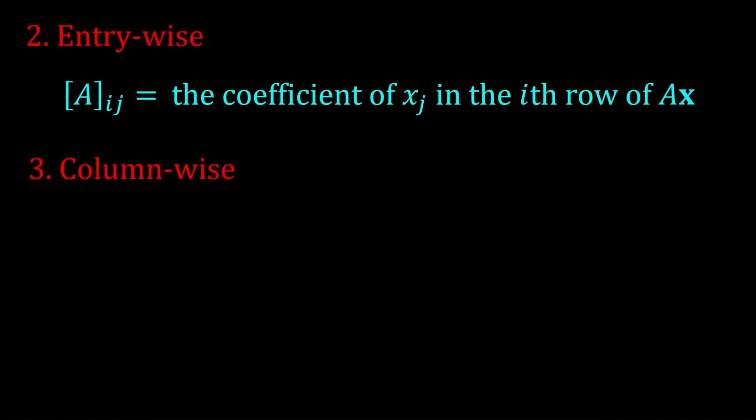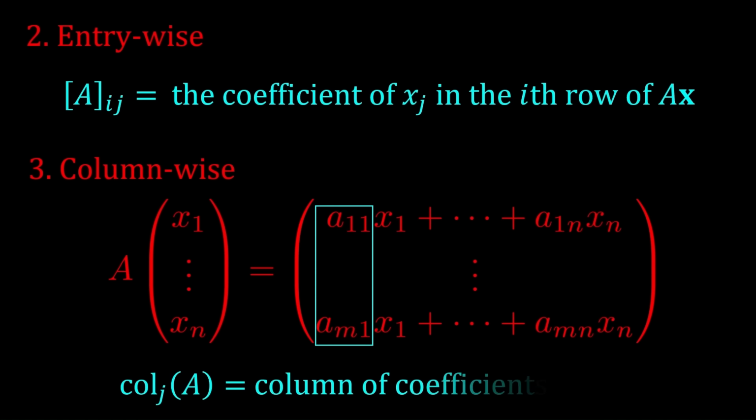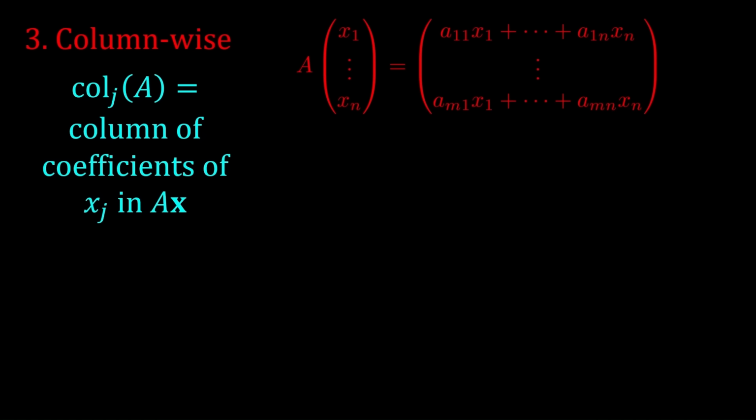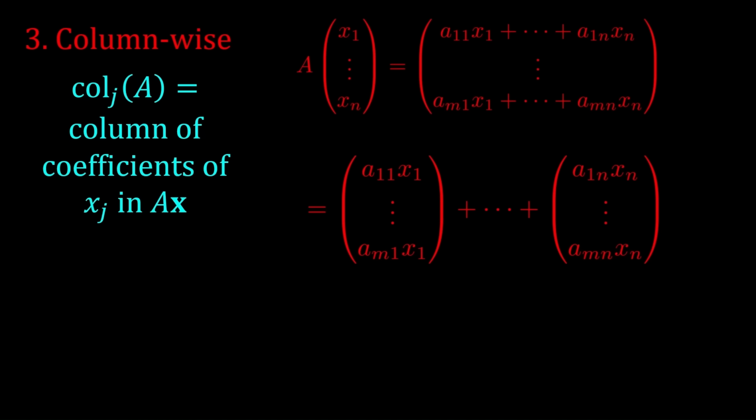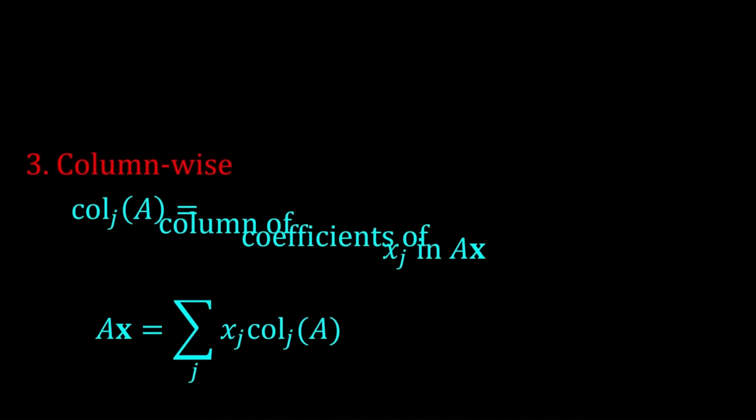Now let's look at the column-wise interpretation. So we can see intuitively that the jth column of A is like the column of coefficients of xj in Ax. If that makes sense? So you saw this idea before. We can write this output vector Ax as a sum of vectors and take the x's out of each vector, giving this. So Ax is a linear combination of the columns of A. This is extremely powerful. The columns of A are really more important than you might have expected.